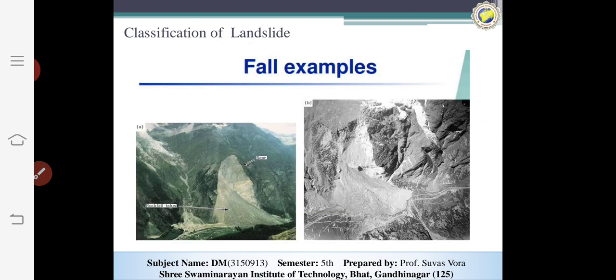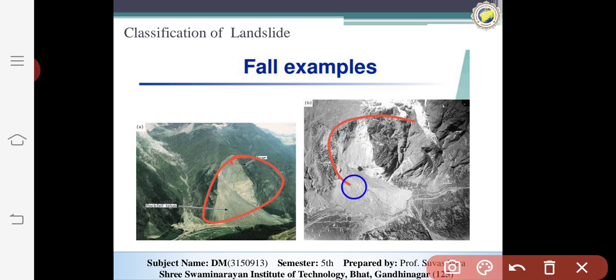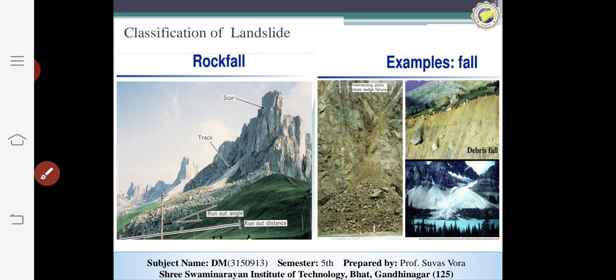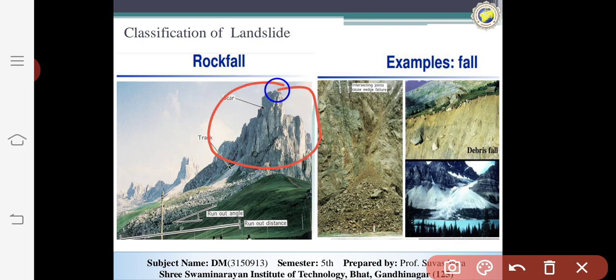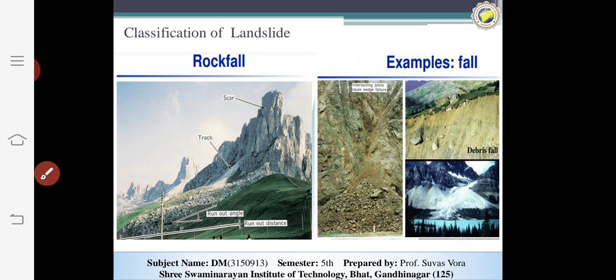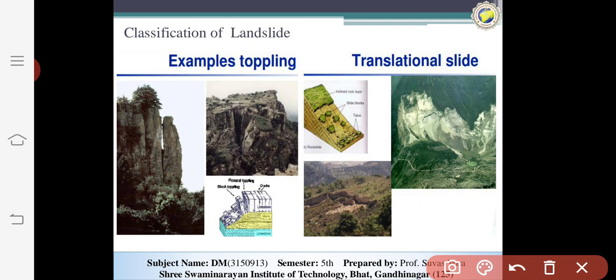So here we can easily understand the falls. You can see this type is called a fall, going directly down. Then the rock fall means rocks falling from high hills, far away. This is called a rock fall, and this one is the fall down of the hills. The example of the topplings: this one is the toppling.